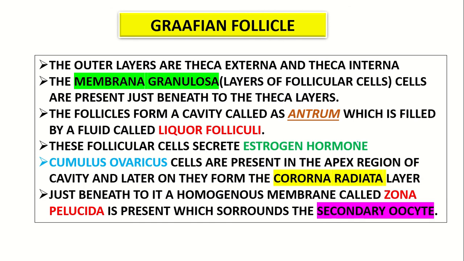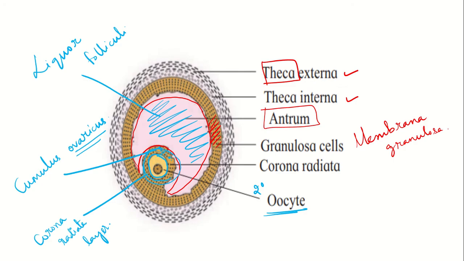See here, the follicular cumulus oophorus cells form the corona radiata layer, and just beneath it another homogeneous membrane is present, that is the zona pellucida layer. Here it is not actually mentioned. There is the zona pellucida layer, and just beneath the zona pellucida the secondary oocyte is present.